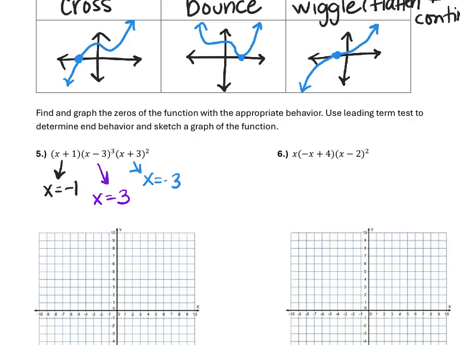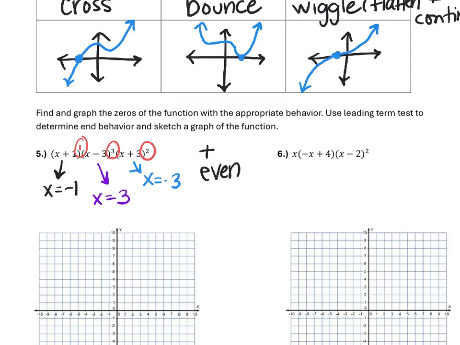X times x times x is going to be positive x. So we know that our leading term will be positive. To find the degree, we add all of the exponents. Don't forget your 1. 1 plus 3 plus 2 is 6, which is even.